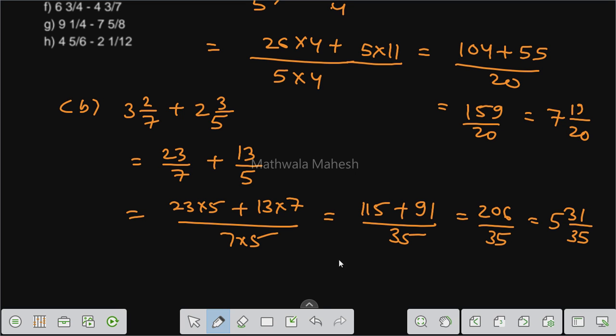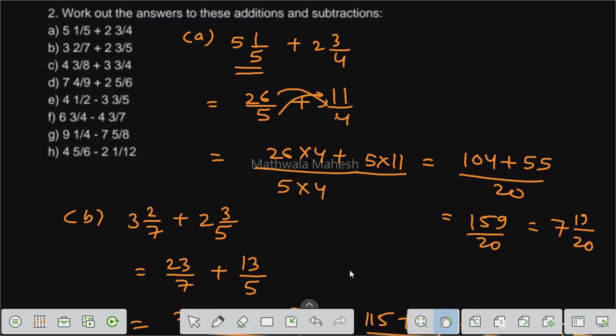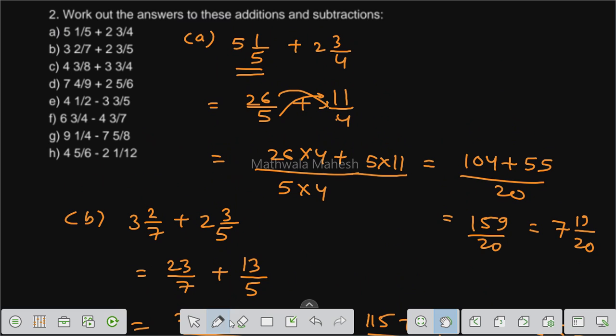Okay, so this is how you have to do the next two questions, which are C and D. So you do these by yourself, and I will solve the E option.